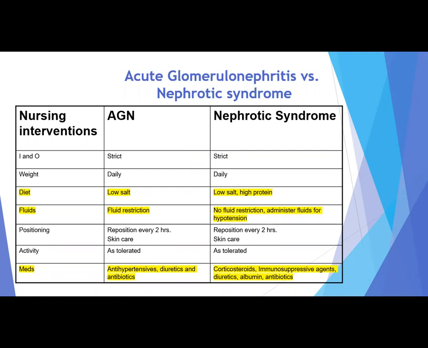And then nephrotic syndrome, the corticosteroids we talked about help reduce that inflammation, immunosuppressive agents if we think this is related to the body's immune response, where we're having that exaggerated response, diuretics to help flush out the system, and then albumin to replace what we're losing, antibiotics if we have a secondary infection. Okay, so really pay attention when you're studying for this exam to those things that are different, because that's going to help you determine what you're going to do.